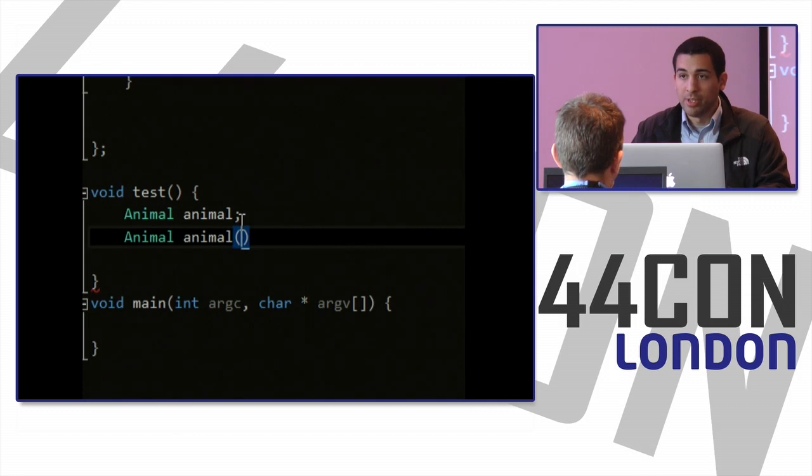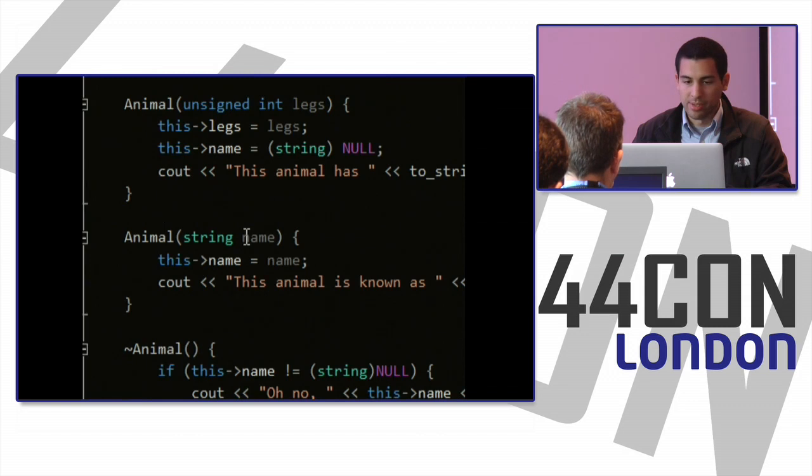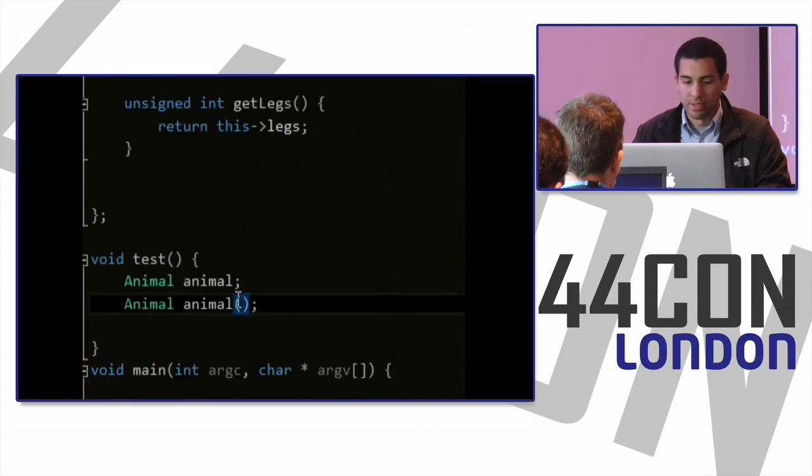If there are no arguments, providing empty parentheses, I think, will also work. However, we want to make use of one of these. So let's create an animal with, let's call it a spider. How many legs do spiders have? Eight or so. Okay, good. Making sure you guys are still awake.